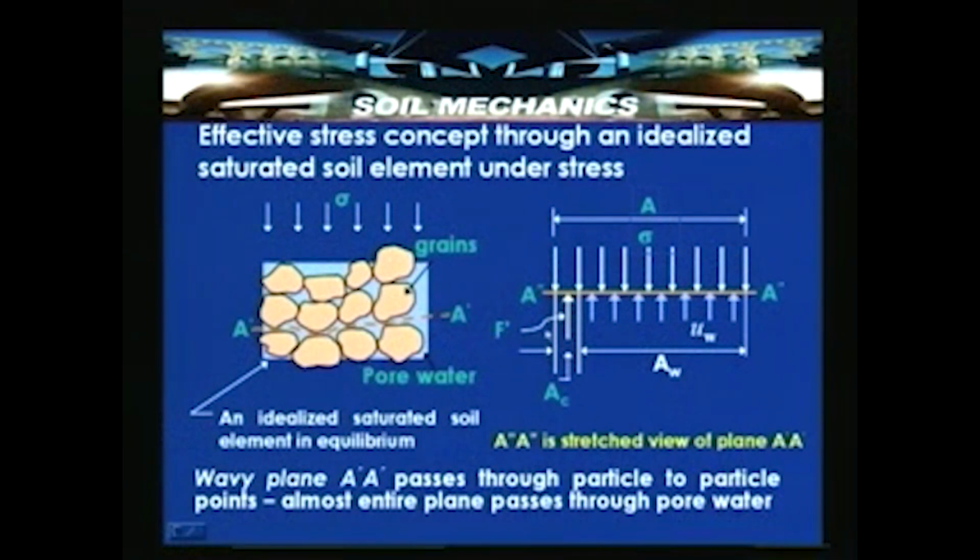If you look here, we have a force F' which is acting on the solid grains at the contact points, and UW which is acting in the pore water, that is on the inner surfaces of the solid grains. So, let us look at the static equilibrium of this particular condition. Since the soil element is in equilibrium, the algebraic sum of the forces must be equal to 0.